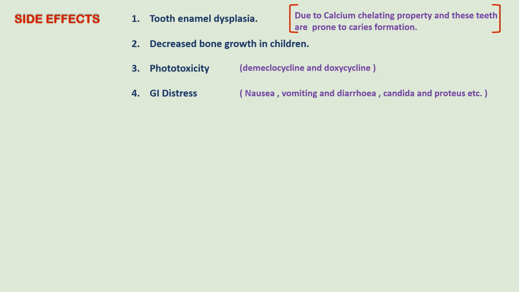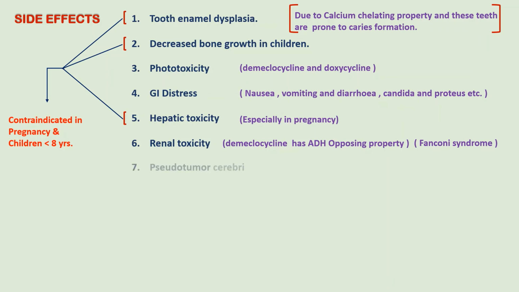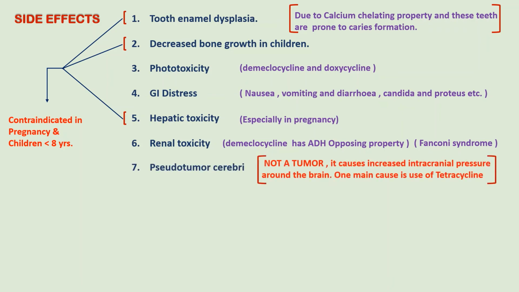They are also hepatotoxic, especially in pregnancy, so they are contraindicated in pregnancy. They are also renally toxic, except doxycycline. Then demeclocycline has ADH opposing property, so it will cause nephrogenic diabetes insipidus. These tetracyclines are also found to cause pseudotumor cerebri, hypersensitivity reaction and vestibular dysfunction.